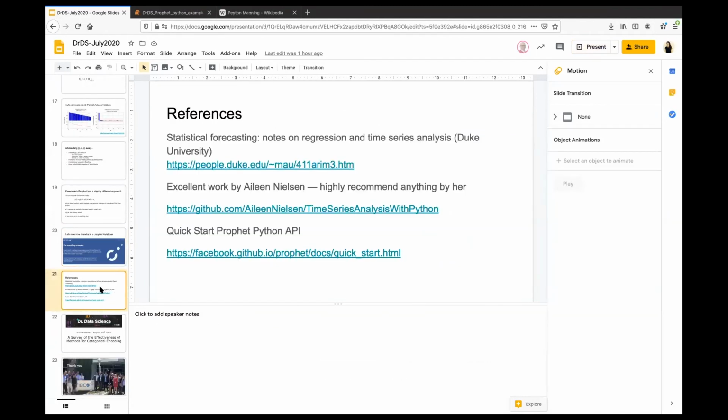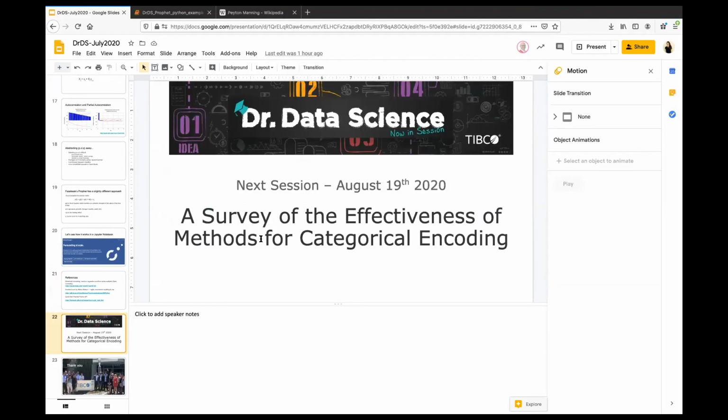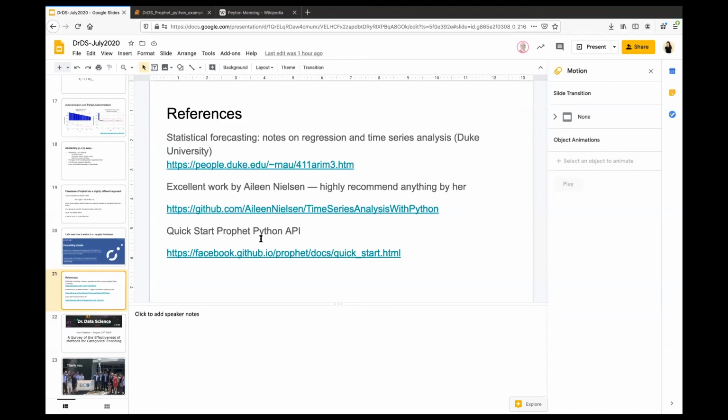These are some references that I've used to put together the stuff that I'm mentioning here today. One of the links here is from Duke University's statistical forecasting course. I really want to recommend Eileen Nelson. If you just Google her, you'll find great talks by her. She's very good at time series. She also apparently worked with famous politicians on political polling, but she's really a very good teacher. So I would definitely recommend looking for her if you want more guidance with this topic. And of course, the Facebook Prophet Quick Start page.